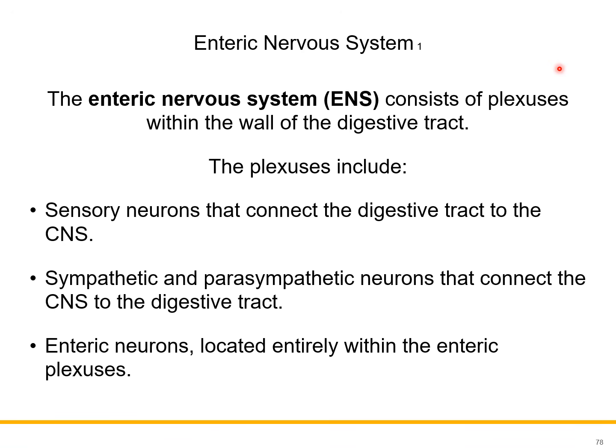The enteric nervous system is composed of neurons located at the wall of the digestive tract. So isa-isahin naman po natin yung components ng digestive tract when we start discussing the digestive system. Now, for the part of the enteric nervous system, it has different types of neurons. The sensory neurons connect the digestive tract to the CNS. The sympathetic and parasympathetic neurons would connect the CNS to the digestive tract. So, pabaliktad po yung direction ng sensory neurons. And then, of course, the enteric neurons are located everywhere else on the enteric plexuses or the enteric area.